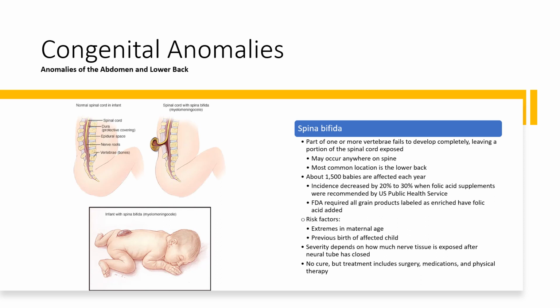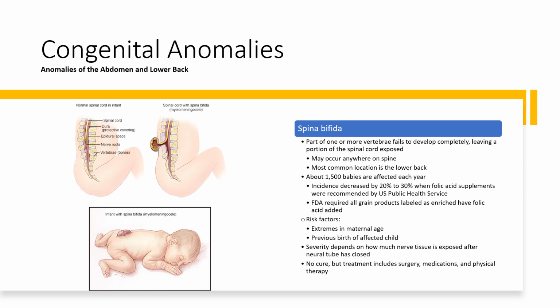All right, and for these last ones, we have spina bifida. It's basically separated into 3 separate versions, all depending on the severity involved in the spinal cord and how bad it'll get. Basically what happens is part of one or more vertebrae fails to develop completely, leaving a portion of the spinal cord exposed. It may occur anywhere in the spine. Most common location is the lower back. About 1,500 babies are affected per year. Incidence decreased by about 20 to 30% when folic acid supplements were recommended by the U.S. Public Health Service.